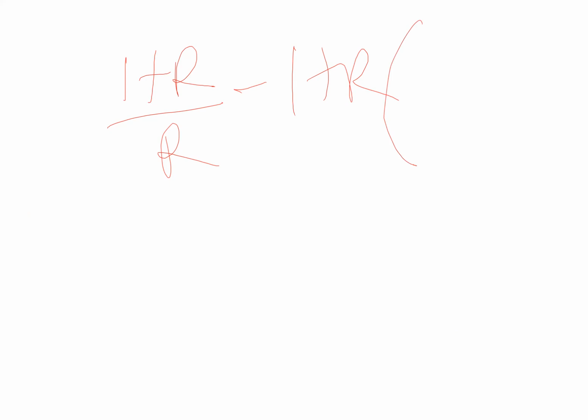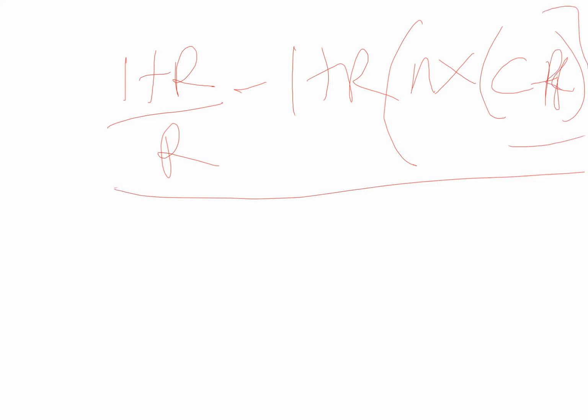I use the alternative formula: 1 plus R over R, minus 1 plus R, plus 1 plus R over R. Then minus 1 plus R. Big brackets open, square brackets, n times, brackets open, C minus R, T minus R. So this is what you use all over what?